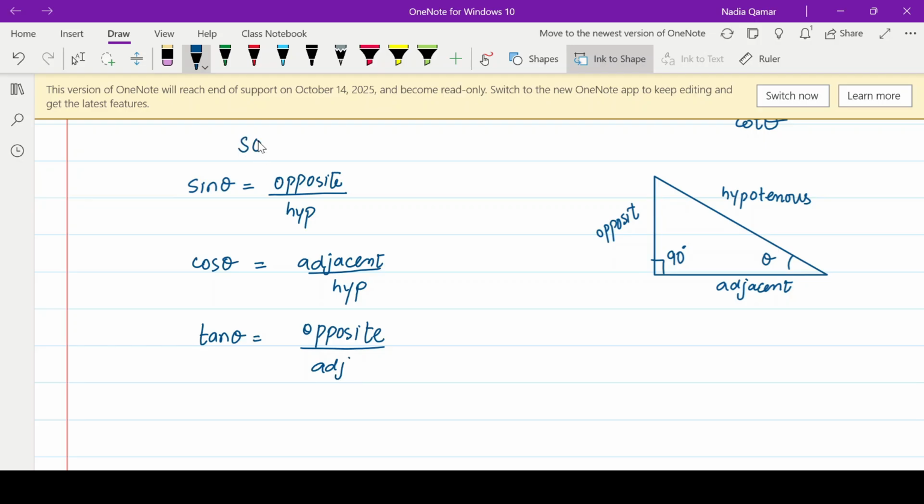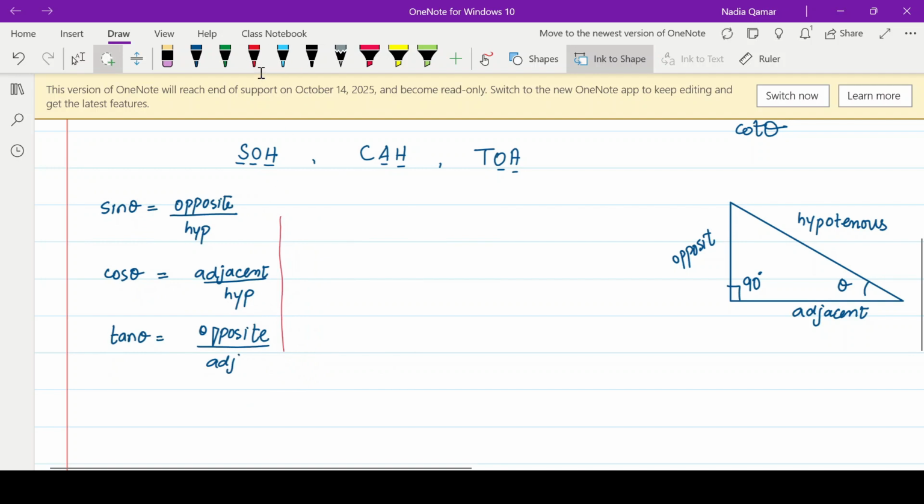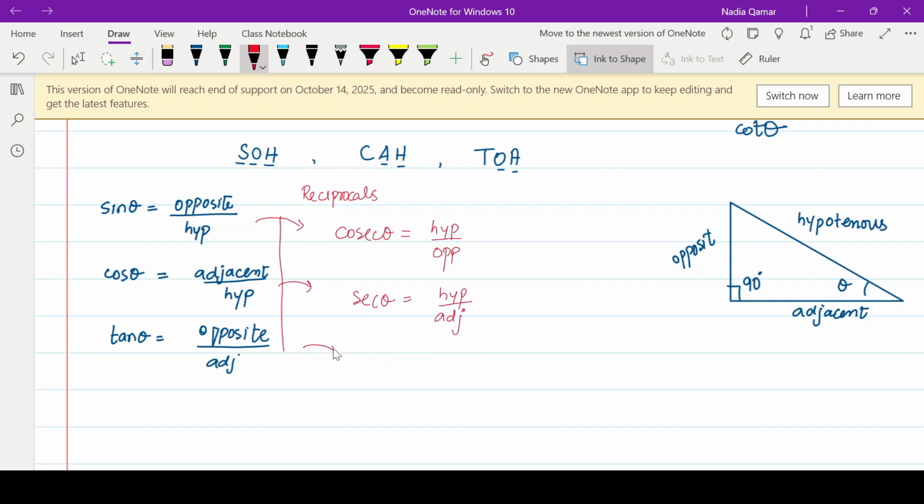In simple terms, we can remember that sine is SOH, which is sine equals opposite over hypotenuse, CAH, which shows cos equals adjacent over hypotenuse, and TOA, which shows tan equals opposite over adjacent. These symbols are just to memorize these ratios. Similarly, cosecant will be the opposite of sine, so it will be hypotenuse over opposite, secant will be hypotenuse over adjacent, and cot equals adjacent over opposite.